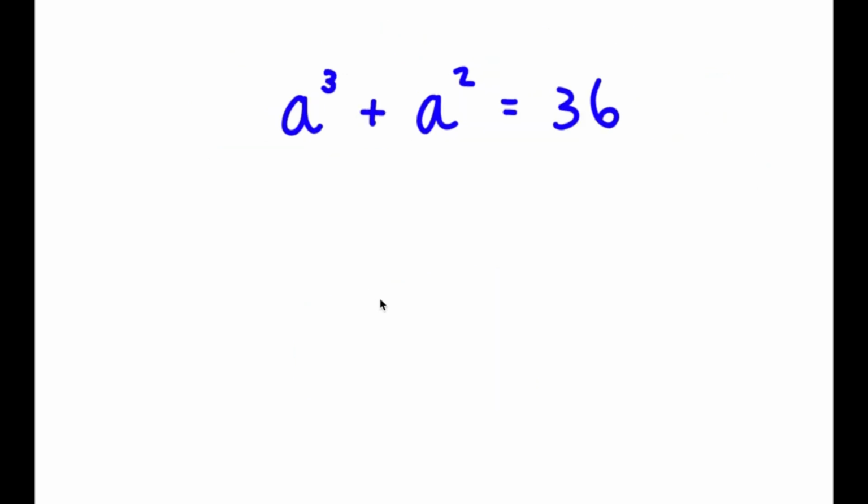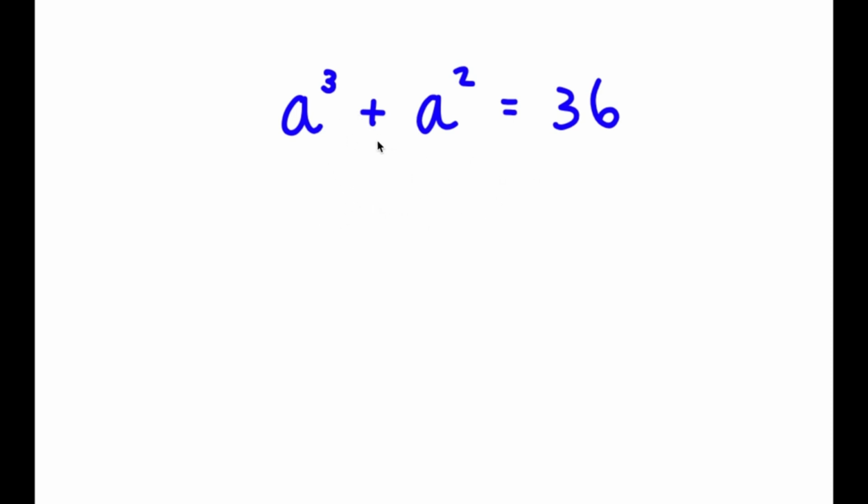Alright, so in this problem, I have a to the power of 3 plus a squared equals 36. So to actually find all solutions to this problem, I need to first start by finding one solution. So to do that, I'm just going to plug in some numbers and see if they work.